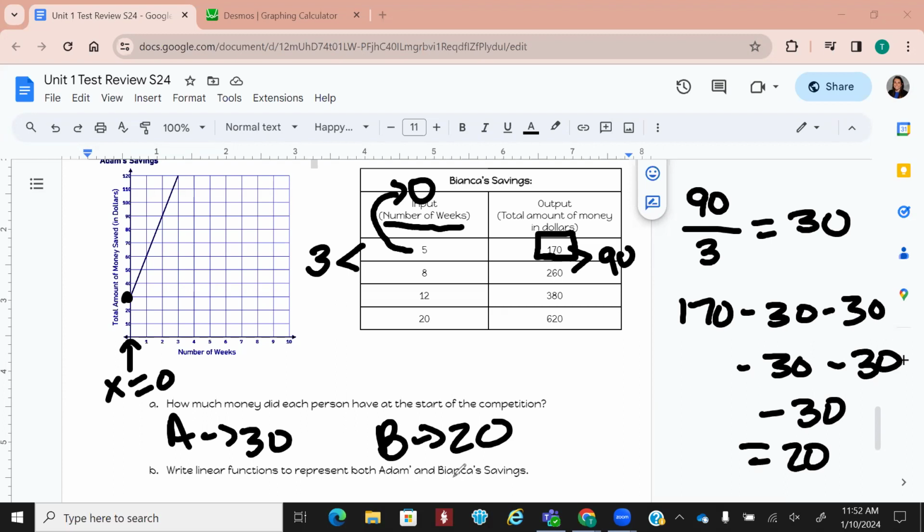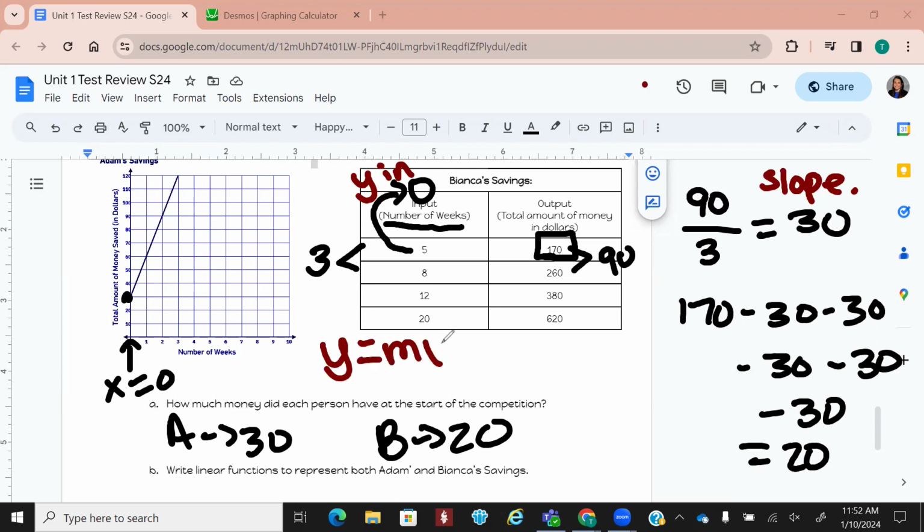Let's see how I got that. So here's kind of what I did in mathy terms. I found the slope, and then I found the y-intercept. You see it? It's a mathy way to do it. Okay. Now we're going to write the linear function to represent both Adam and Bianca's savings. So what's the equation for a linear function? Ariana, when I asked you what slope was, what was the equation that you told me? Okay, y equals mx plus b.